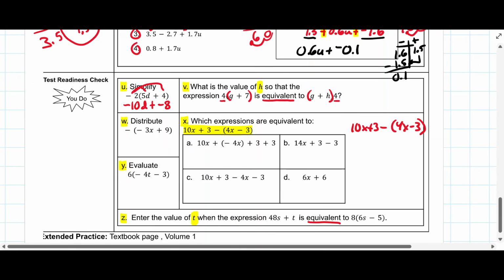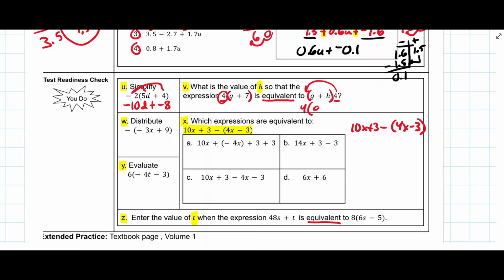All right. See how this 4 is in the front? Well, this is multiplication, and the commutative property says you can move things around. So you can actually move this 4 to the front, and that would be 4 times G plus H. Now over here we have 4, and we have G plus 7. So you can see, what is that H equivalent to? It is exactly the 7. So H is 7. Okay, go ahead and pause the video and try W now.